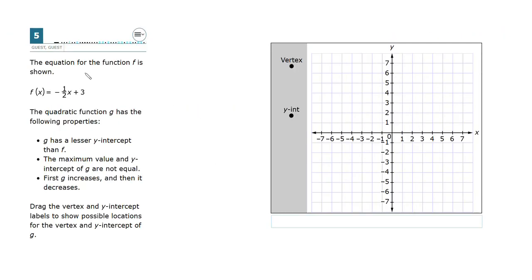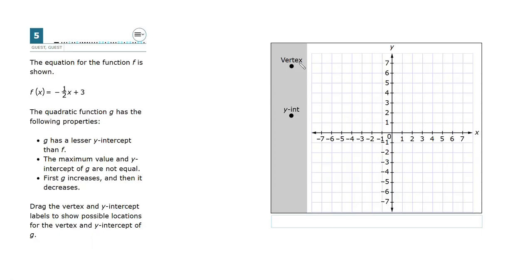All right, number 5. The equation for the function f is shown. F of x equals negative half x plus 3. The quadratic function g has the following properties. G has a lesser y-intercept than f. The maximum value and y-intercept of g are not equal. First g increases and then it decreases. Drag the vertex and the y-intercept labels to show possible locations for the vertex and the y-intercept of g.